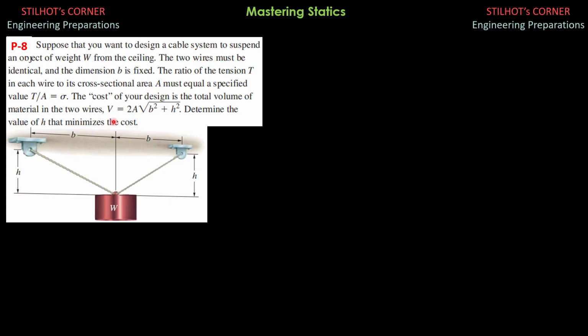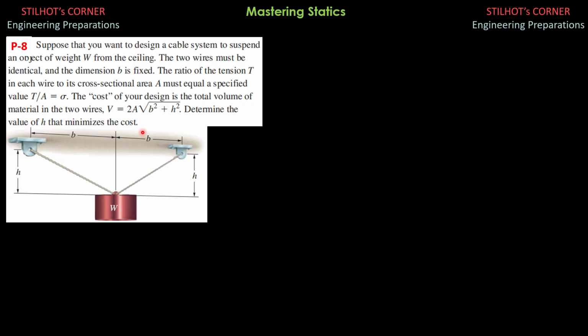So the cost of your design is the total volume of material in the two wires. That's why volume equals 2 times the volume of one wire. And the volume of one wire is the cross-sectional area of the wire times the length of the wire, which is the square root of B squared plus H squared. So multiply it by 2 for the other wire. So that's it. This is correct. So determine the value of H that minimizes the cost.